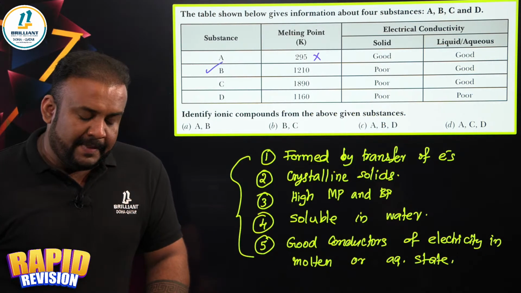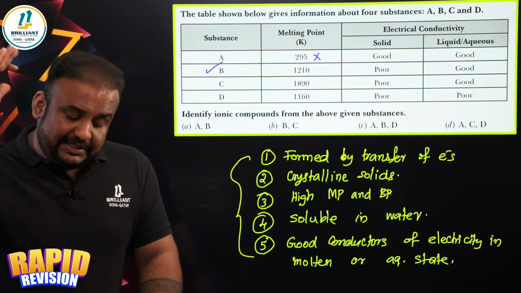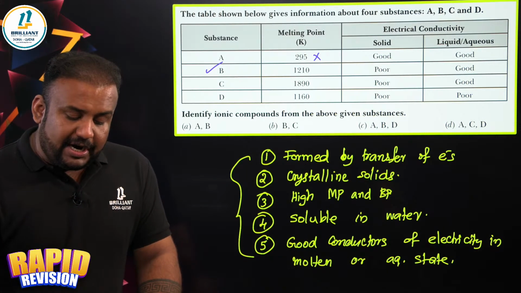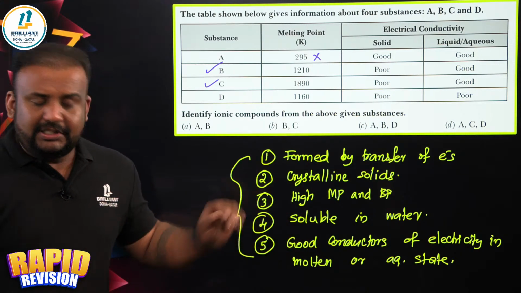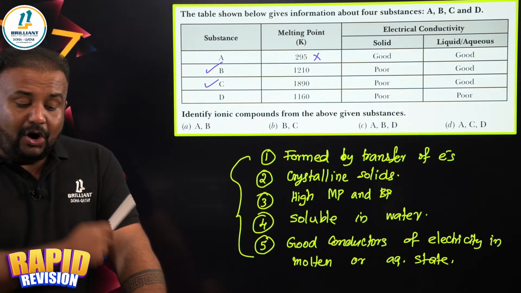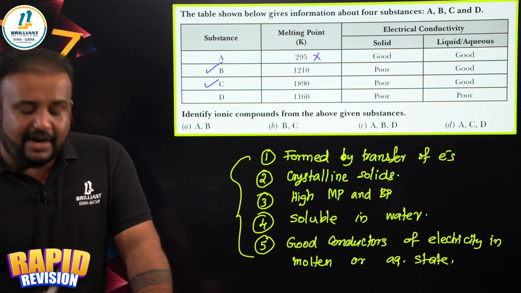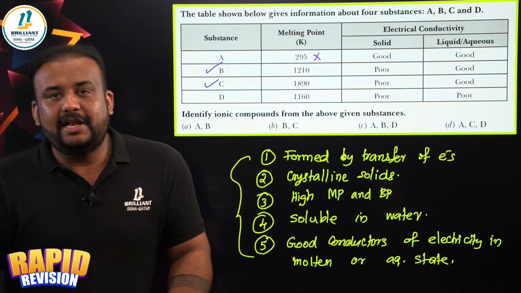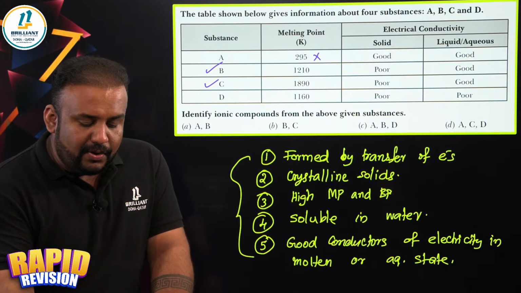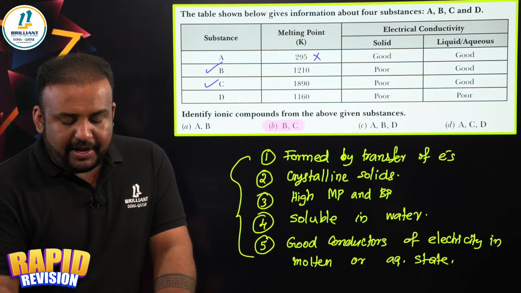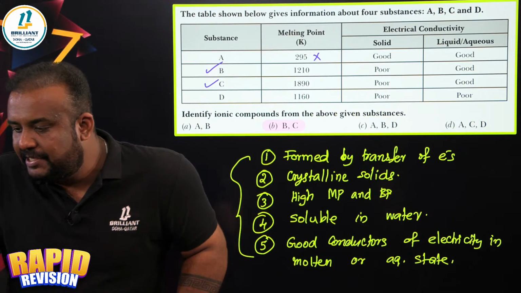So this is possible. Then C, its melting point is very high. Solid state, poor conductor. Liquid state, good conductor. So this is possible. Now D also has a high melting point. But in solid as well as liquid state, it's bad conductor. It can't be an ionic compound. So B and C are the only two ionic compounds in this. Is that clear to everyone?